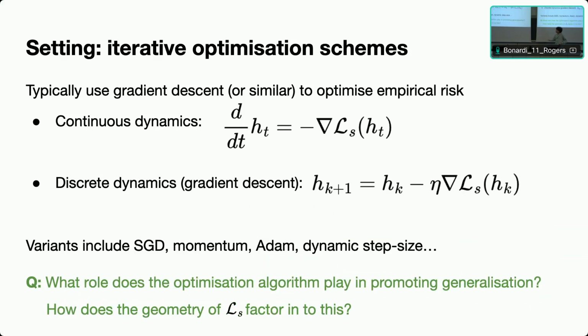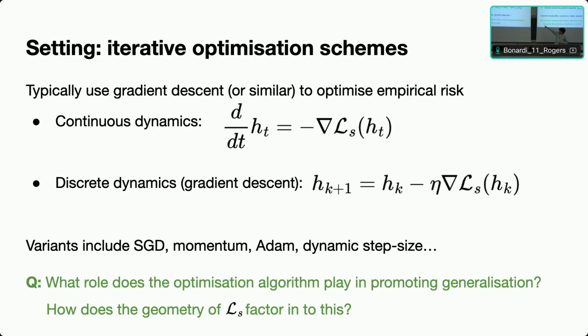And the properties of the learning algorithm we're interested in this paper is the optimization scheme used. So typically, especially with neural networks, you use some kind of version of gradient descent. So the continuous form of this is given by this gradient flow here. So this is the gradient flow against the empirical risk.